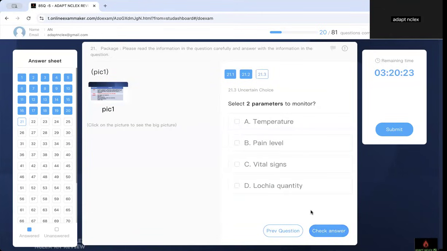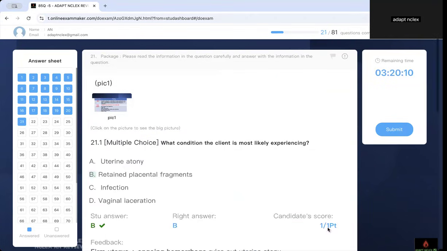Now, if this is bleeding, I'm going to do things about bleeding. Temperature is not going to help me with bleeding. Pain is not going to help me with bleeding. I should check vitals and lochia. This is the way you do Bowtie. Strategy, it's not that difficult. Just go for the concept.